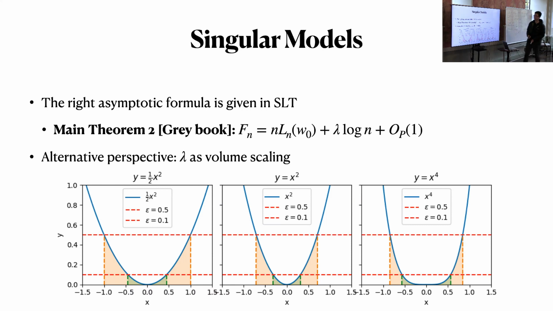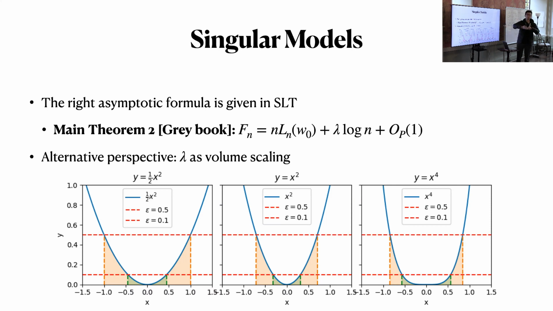Okay. So an alternative perspective of what lambda is, is the volume scaling perspective. It's easy to visualize in one dimension. The first two plots are just an x square plot with different curvature, right? If you perturb a little bit from the minima, for such a function, you move away very quickly. Your loss increases quite quickly if you are x square. But if you are half x square, you move less quickly.